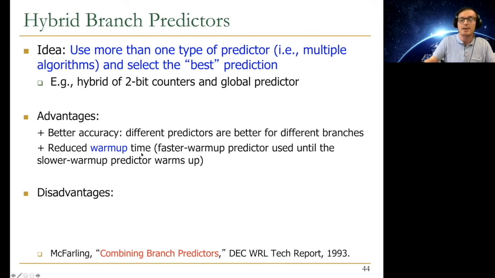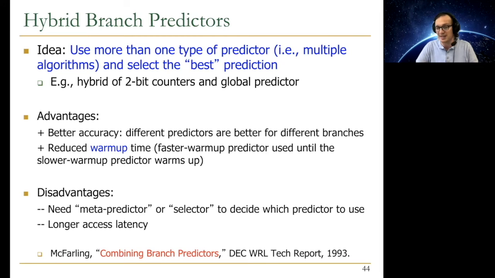Basically, a slower warm-up predictor, because that's already warmed up. For example, a compile time branch predictor is already warm, right? You get a single bit saying this is the likely direction. If your other predictor is not good enough yet because it has not been trained over time, you pick the compile time prediction.